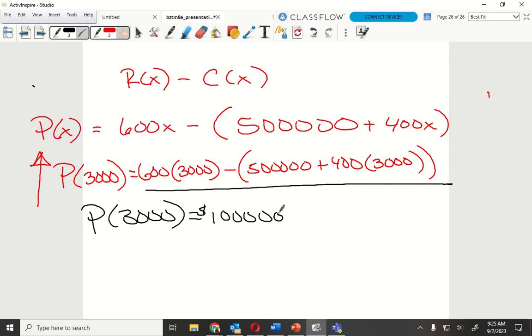If this number is negative, what do you think that would mean? You're losing money. It would be a loss. You still do the same thing, just negative. If it was a negative, it would be a loss. If it's positive, it's a profit.